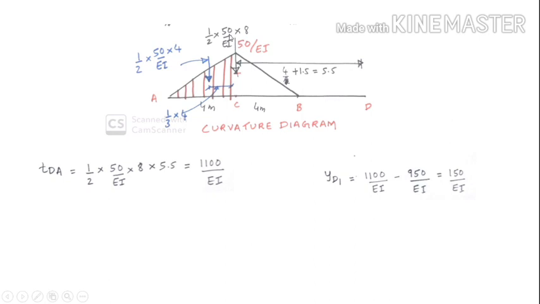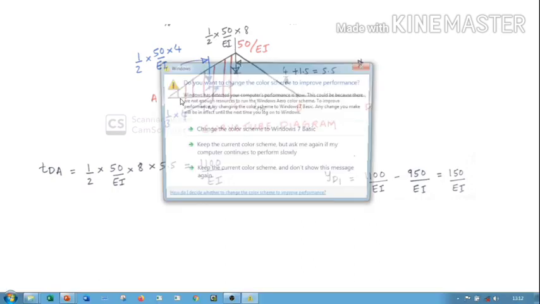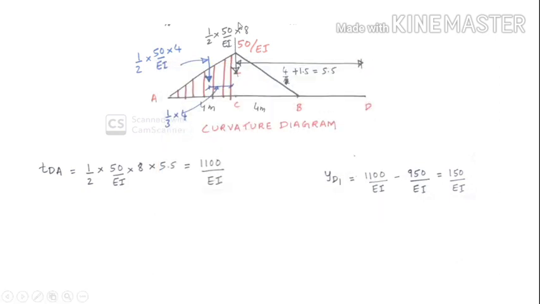So you are required to define the total load of this area. Total load of this area is half into 50 by EI into 8 meter. That total load is acting at the centroid of this area. You are required to define the perpendicular distance of this total load with respect to D, because we are required to find the moment of area of the M by EI diagram with respect to D. So the perpendicular distance with respect to D is 5.5, total load into perpendicular distance. So the value of TDA is equal to 1100 by EI.